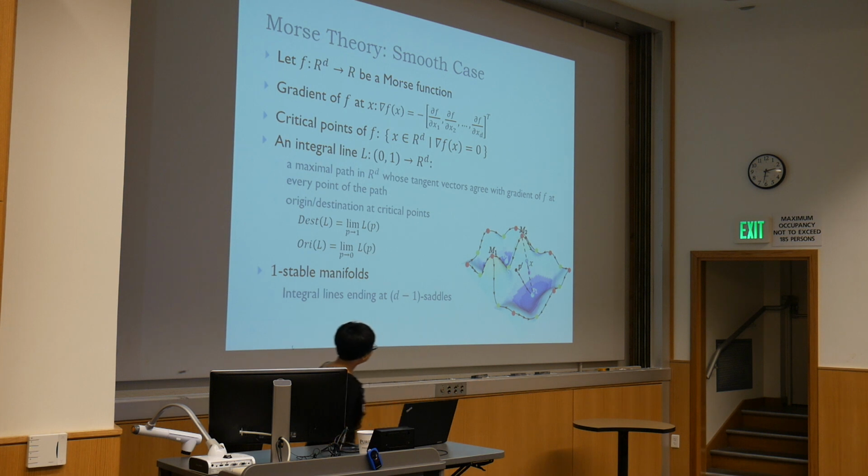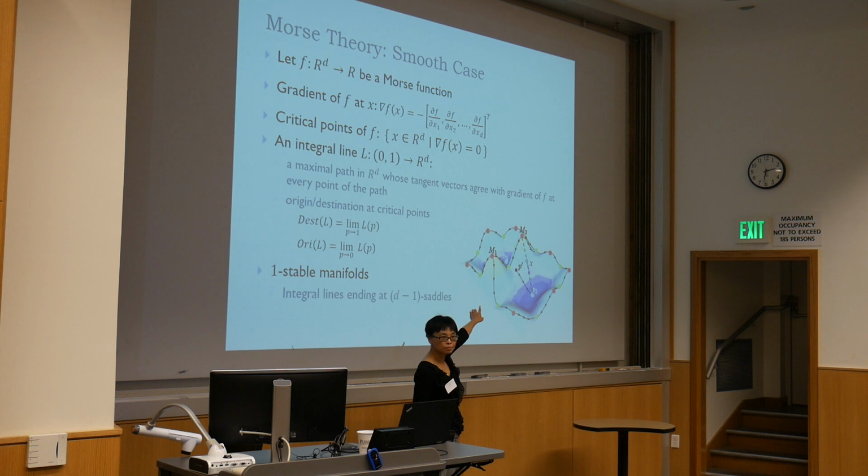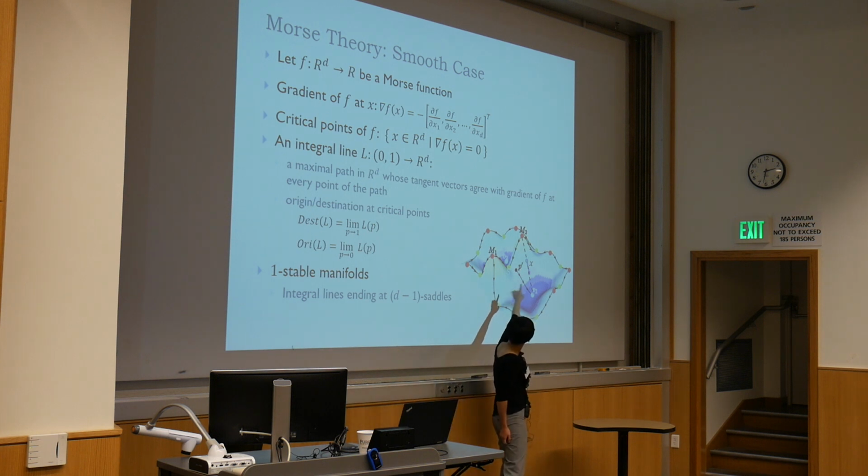I'm going to look at some specific type of integral line. I'm going to look at the integral line going from a maximum to a saddle. In this case, you see the saddle S over there, and let's say the two maxima M2 and M1 going to the saddle.